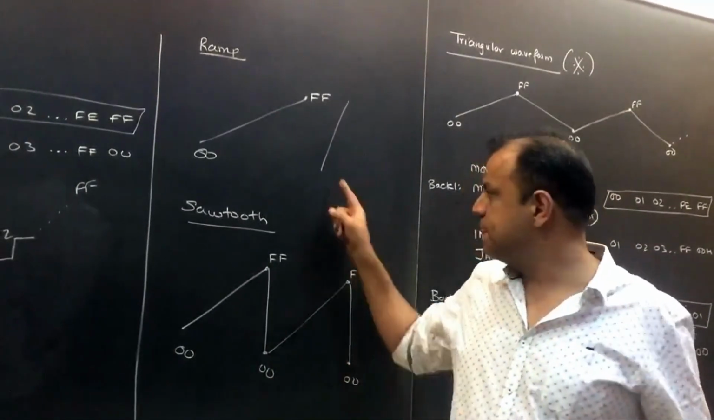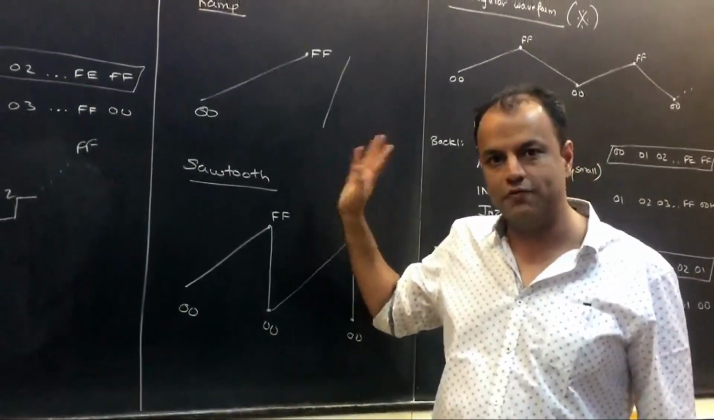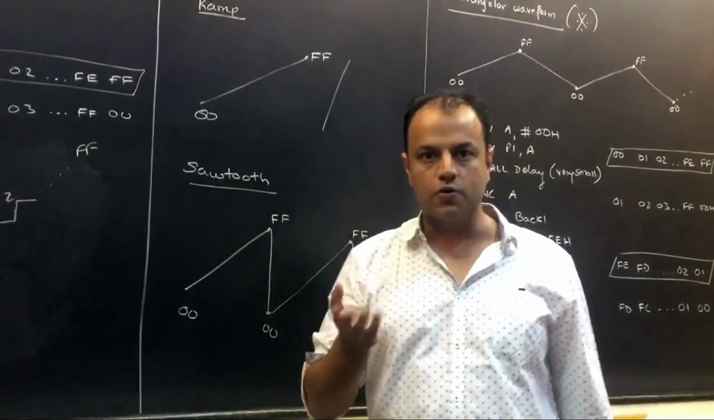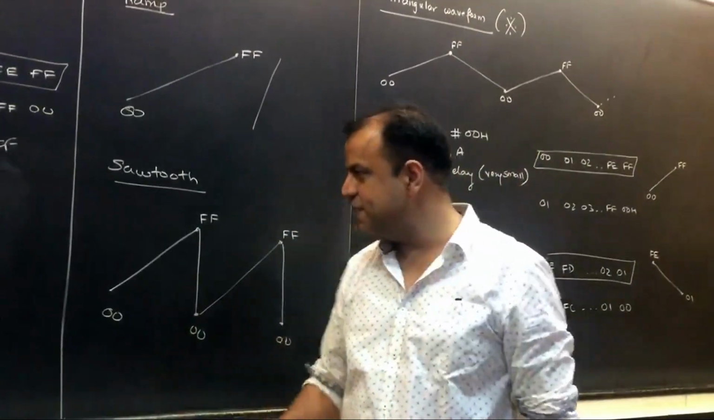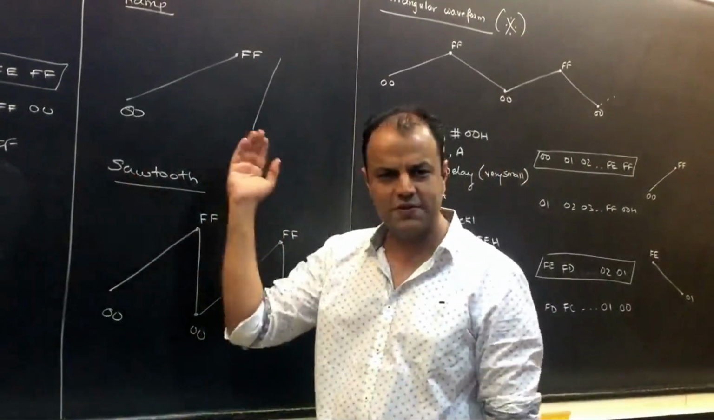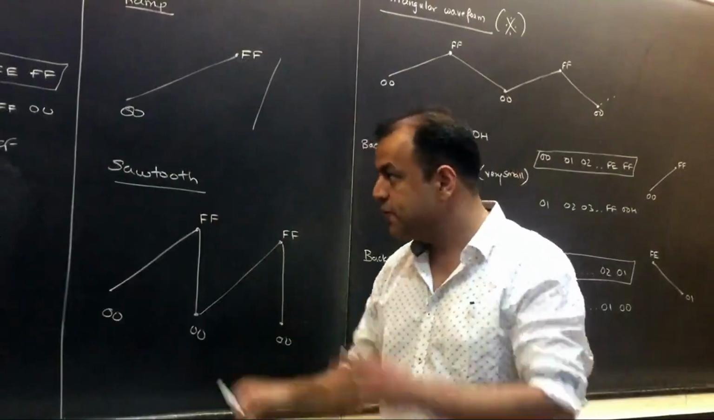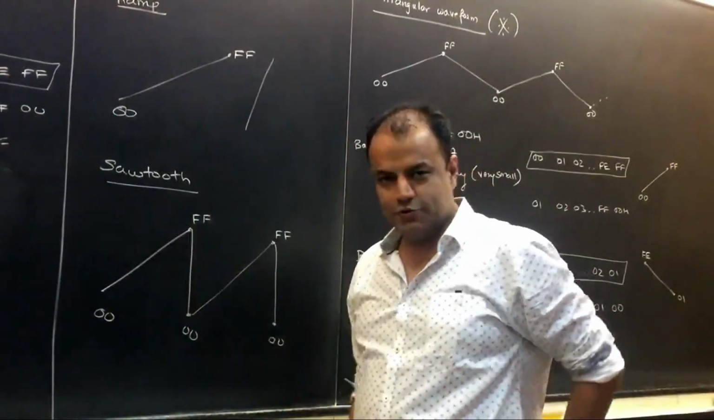Even if you don't keep a delay, this is also technically called a ramp. So you are fine even if you don't keep a delay. But if you want a good looking ramp, then keep a delay of 2, 3, 4 milliseconds. Have I made myself clear? So that is ramp. Program is the same. Just remove the delay and keep a small delay, or replace it with a small delay. Next one, sawtooth.